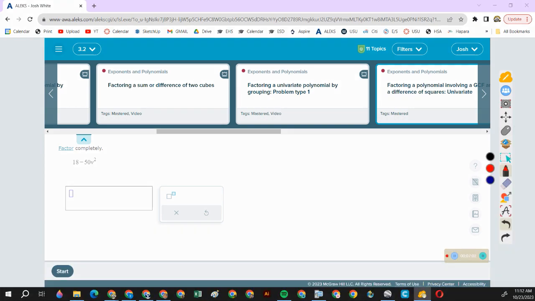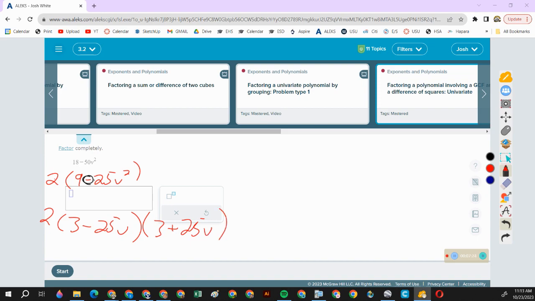So, what do 18 and negative 50v squared share? A 2. So pull out a 2, and I get 9 minus 25v squared. So that would be 2 times 3 minus 5v and 3 plus 5v. And again, remember, in order for that to work, this has to be a negative. If that is a positive, then you would put i's over there. We're going to see a lot of that this year.